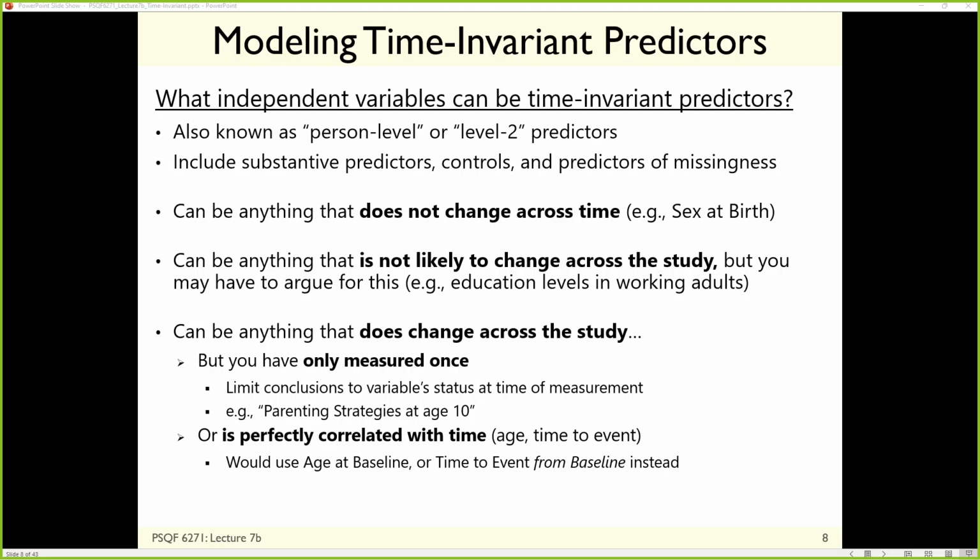Great, thank you. Sure. So time invariant predictors, synonyms for this, level 2 in this context. People things. They are things that you care about or things that you control for. So you can think of this as more substantive predictors, control variables, or also predictors of missingness.